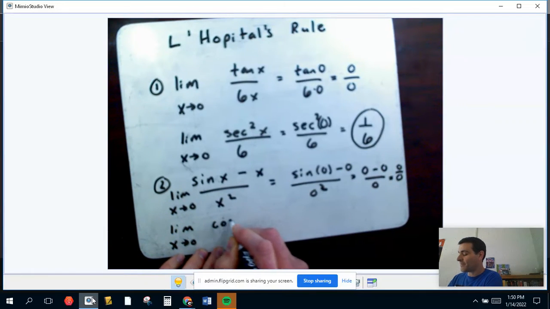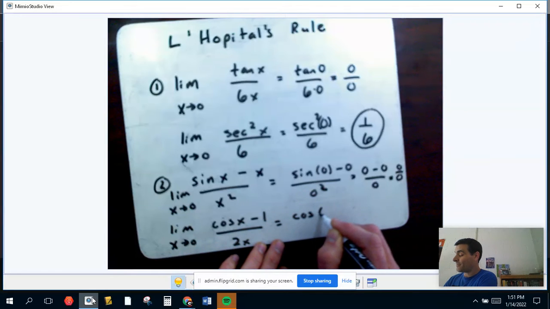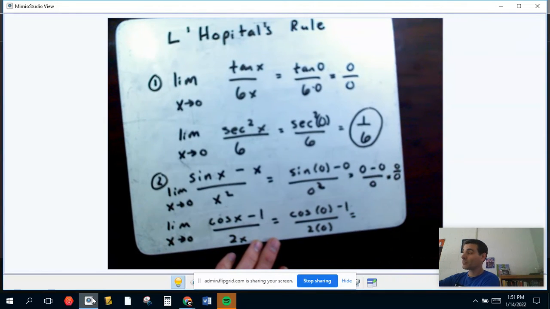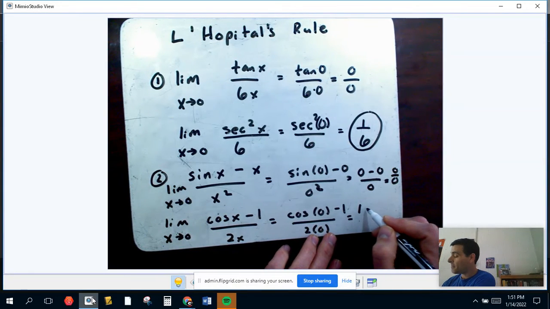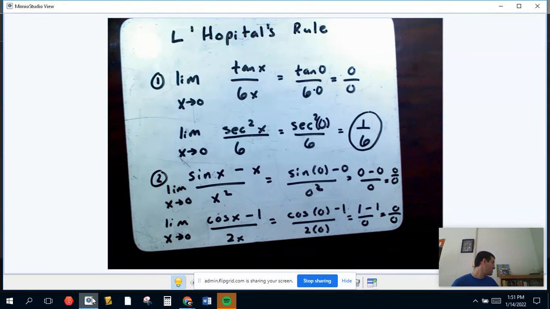Derivative of sine is cosine. Derivative of x is 1. Derivative of x squared is 2x. So if I plug the zeros in this time, cosine of 0 is 1, remember? Zoom in a little better. So that's 1 minus 1 over 0. That's still indeterminate. So this is an illustration to where you can just continue to use L'Hopital's rule. If it's indeterminate, try again. If you're still indeterminate, so let's do that.